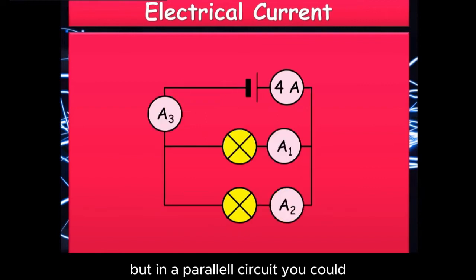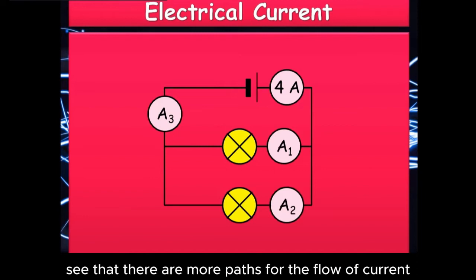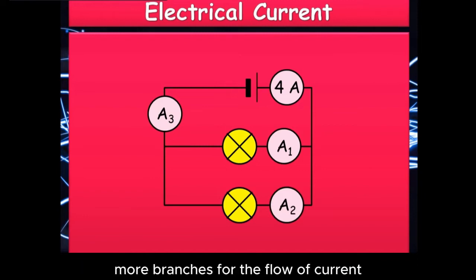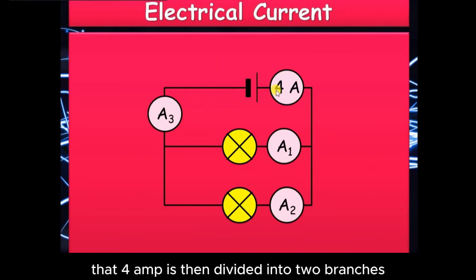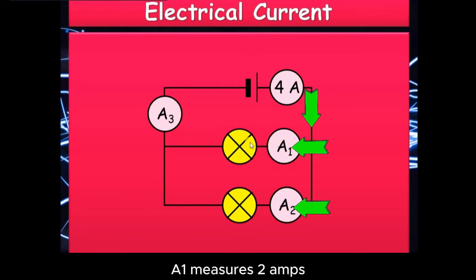But in a parallel circuit, you could see that there are more paths for the flow of current, more branches for the flow of current. Since 4 amps is leaving the battery, that 4 amps is then divided into 2 branches. A1 measures 2 amperes and A2 measures 2 amperes.